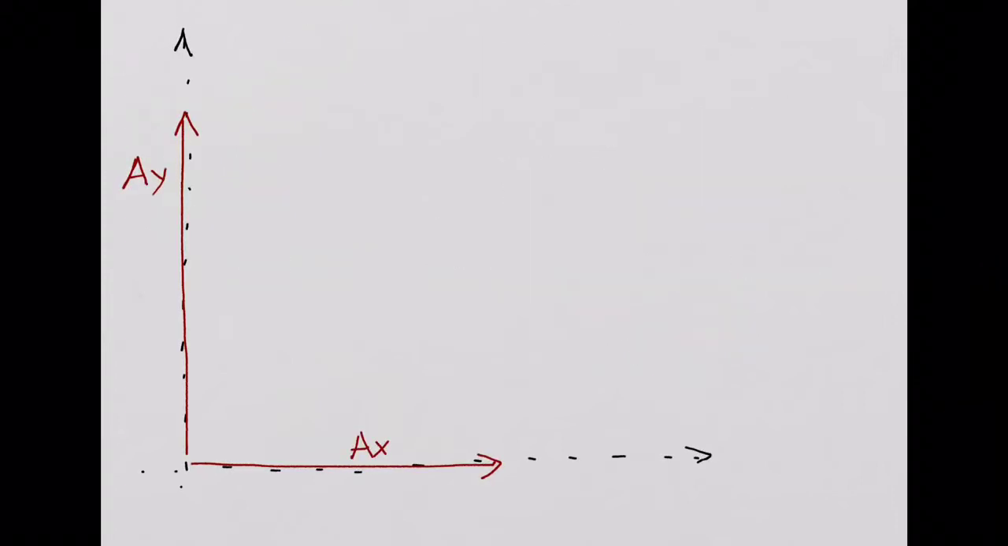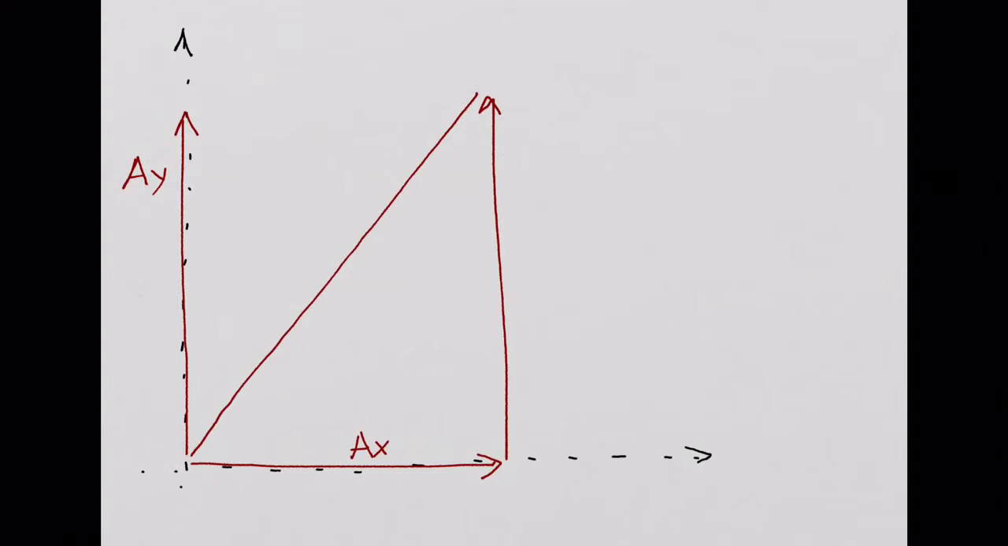What if I have the components? How do I combine these into a vector? Here are two components, AX and AY. I'm going to move AY over to the end of AX. And what we see is that A is now a vector like that.